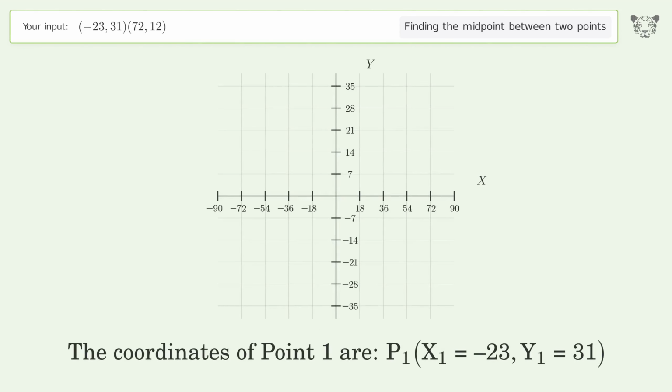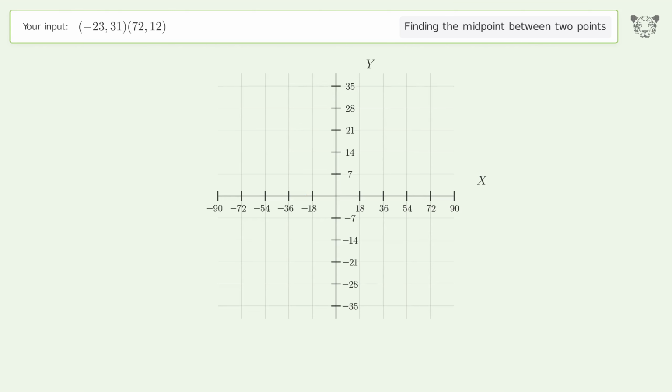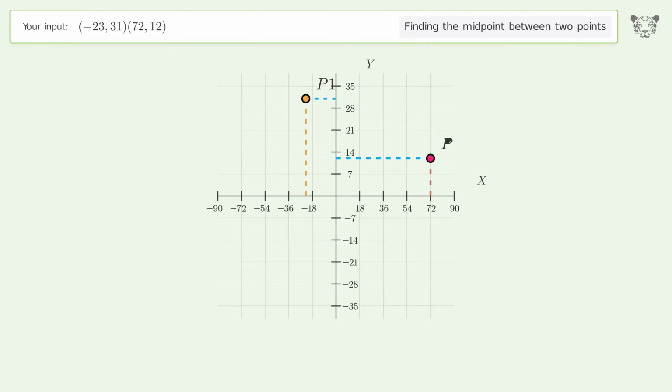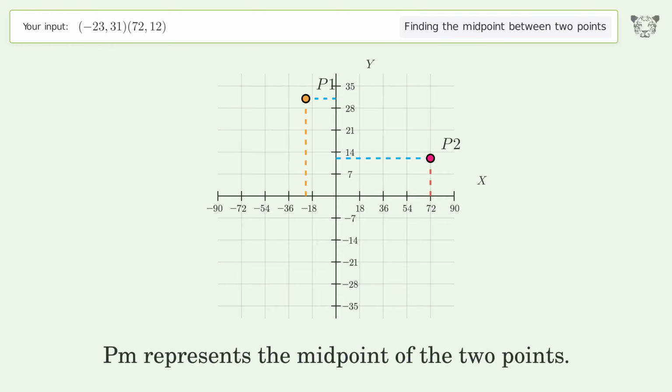The coordinates of point 1 are, x1 equals -23, y1 equals 31. The coordinates of point 2 are, x2 equals 72, y2 equals 12. PM represents the midpoint of the 2 points.